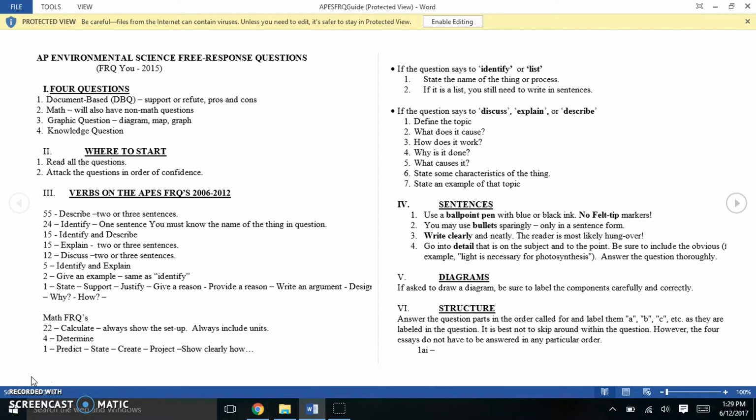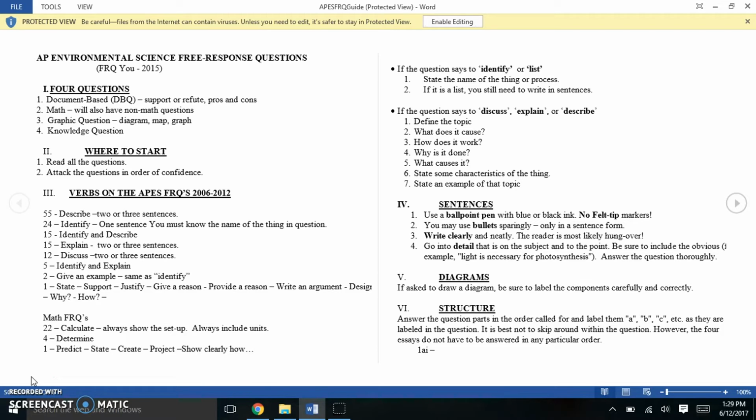So if the question is to identify what we breathe, and the answer is just oxygen, they're not going to count it. You would put, the air that we breathe is oxygen. So it must be in sentence form when we write these answers out. You also have identify and explain, identify and describe. So you'll have one sentence identifying and 2 to 3 more sentences of explaining.